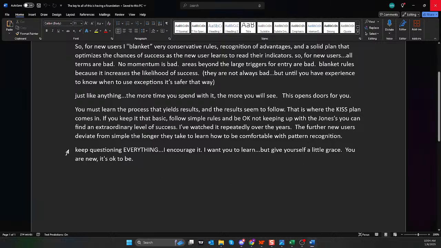And this is the one that I can't overstate. Keep questioning everything. Do not let a question rattle around in your brain and not drop it into this room. I want you to learn. I want you to become comfortable. I want you to be able to see these advantages. I want you to speak out loud when you see these advantages. Scare your pets. And then most importantly, give yourself a little bit of grace, guys.